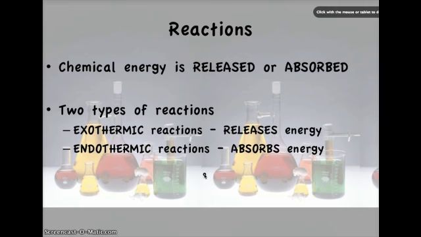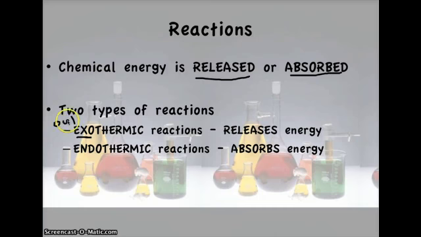So chemical energy is either released or absorbed, just like I said before. When it's released, it creates a reaction called exothermic. Exo means out or exiting. So exo, out. So it's releasing the energy. The energy is going out of the reaction. In endothermic reactions, endo means in, the energy is being absorbed by the chemicals in the reaction. So endo means in, absorb, they're taking the energy in. Those are the two types of reactions that we're going to talk about in this chapter.